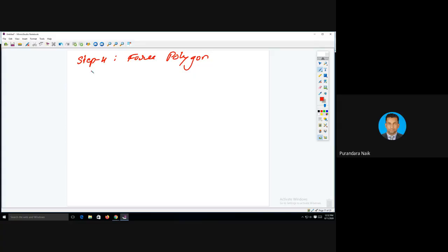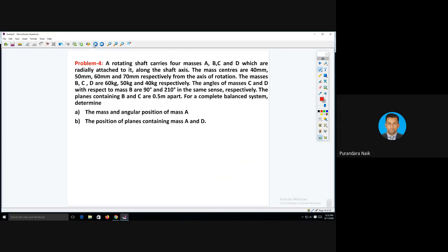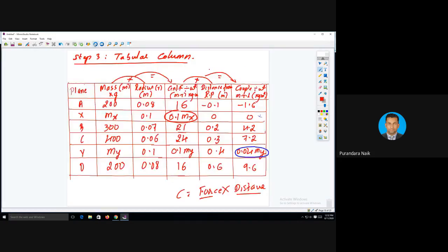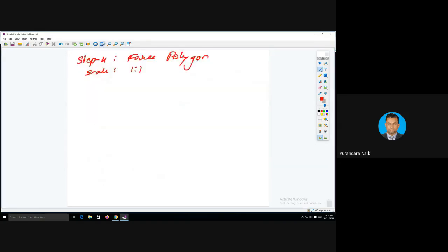Again, you need to take a proper scale. You can take a scale, because if you see the previous problem's tabular column, the maximum value here is 24. So you can take a scale as 1 centimeter is equal to 5 kg meter.